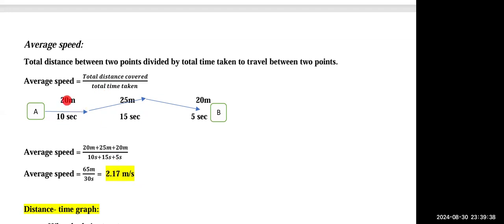If you want to find the speed on each track, then it will be different. For the first one, it will be 20 divided by 10, 2 meter per second. For the next track, it will be a little bit different. So on average, we will say the body is covering 2.17 meter per second.